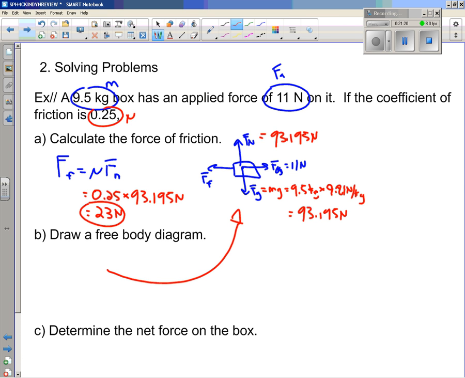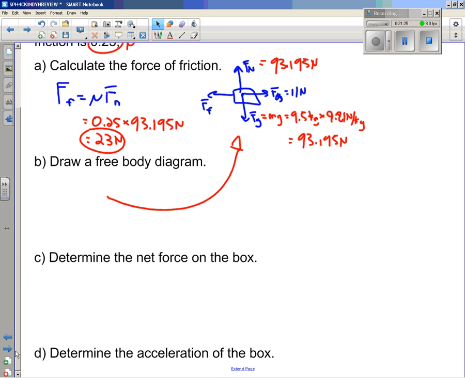Determine the net force on the box. All right, this is important. This is going to be key to us understanding this problem, determining the net force. Essentially, the net force will be what the unbalanced force is. So you take basically your forwards forces minus your backwards forces. I know that friction is 23, that's backwards, and I've got an applied force of 11 forwards. So my net force will just be 11 forwards minus 23 backwards, which is negative 12 newtons.